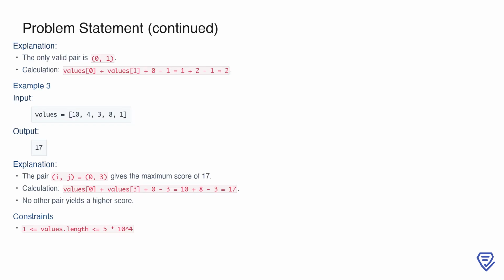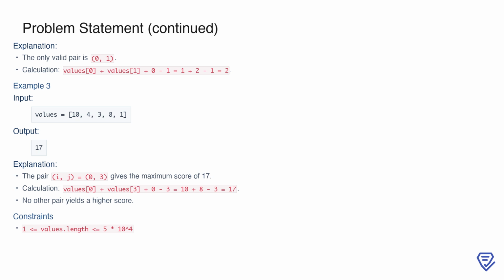In the third example, the input array is values equals 10, 4, 3, 8, 1. The output is 17, achieved by choosing the pair i, j equals 0, 3. Let's break down the calculation for this pair: values[0] + values[3] + 0 - 3 is equal to 10 + 8 - 3 equals 17. Testing other pairs, such as 1, 4, would give 4 + 1 - 3 equals 2, which is much lower than 17. Hence, 0, 3 is the optimal choice.